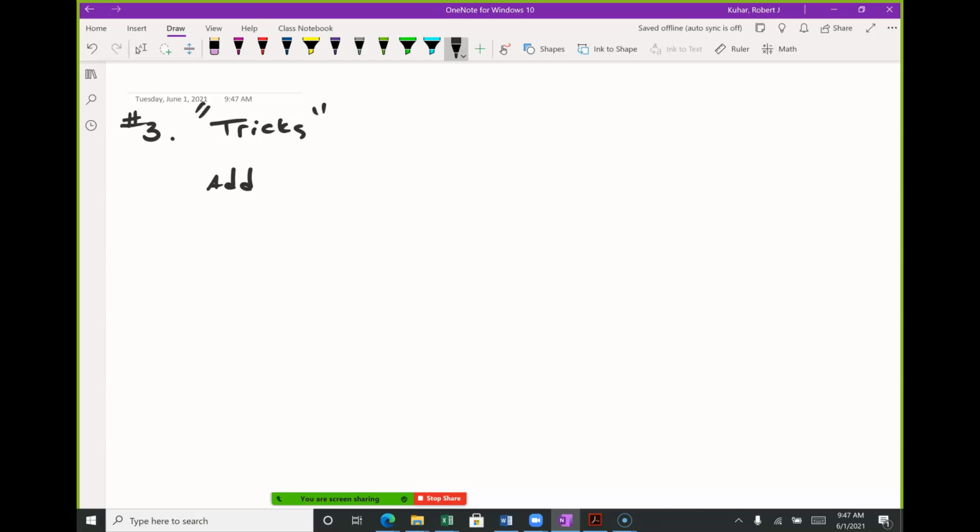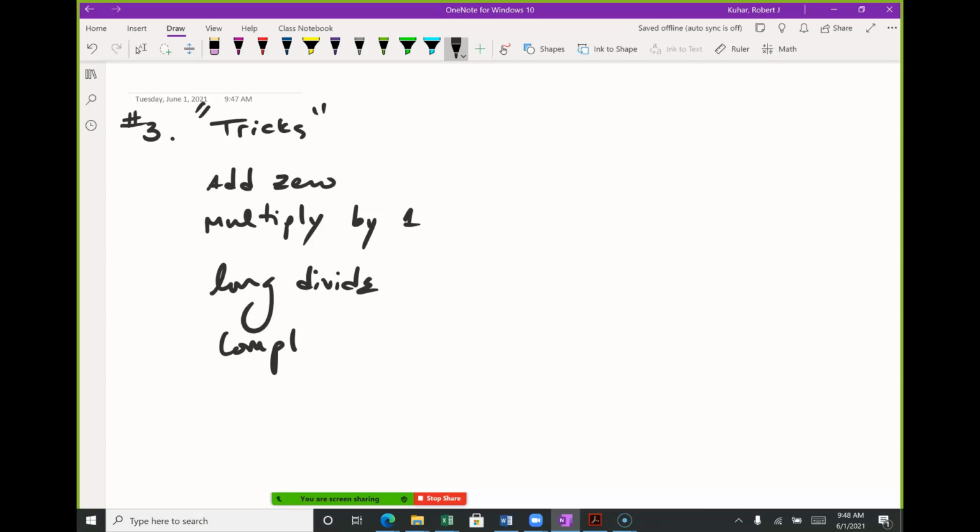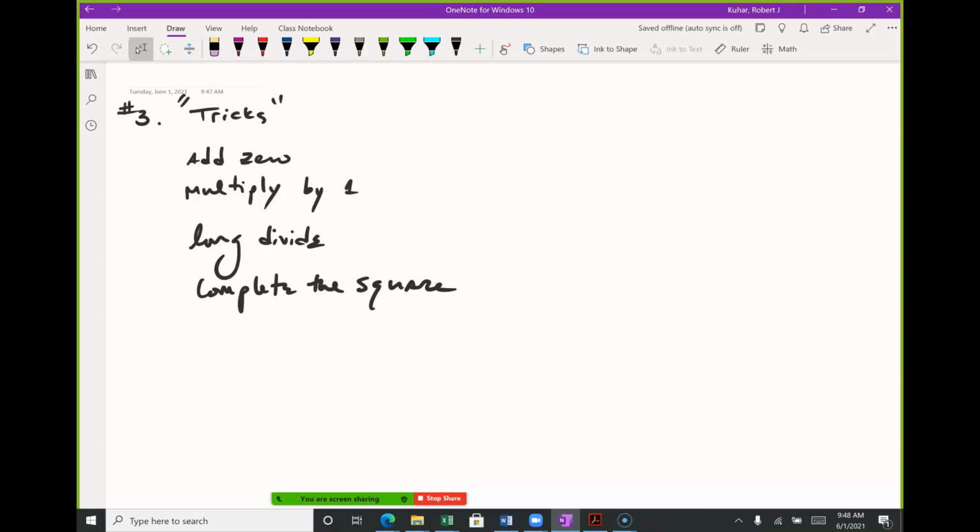Add 0, multiply by 1. Long divide, complete the square. There might be others, but I'll just do a couple of these real quick. Oh, divide and conquer.